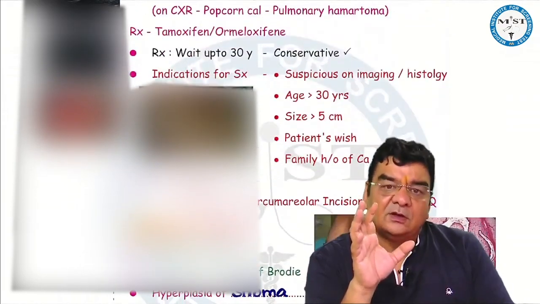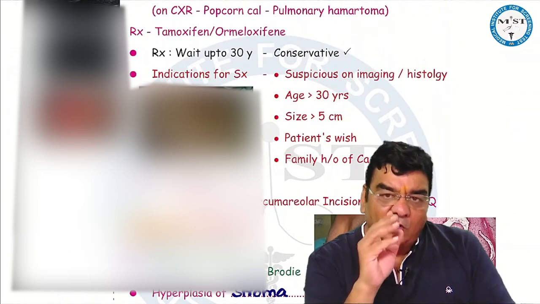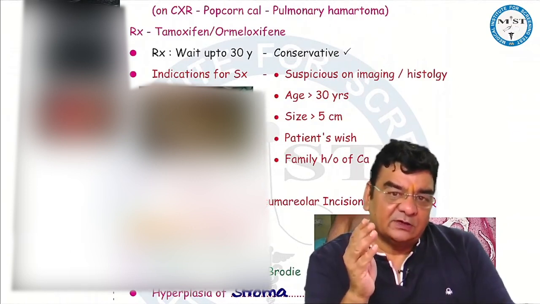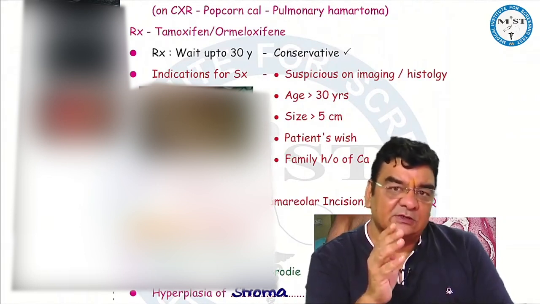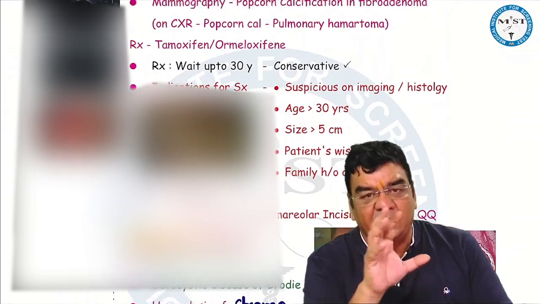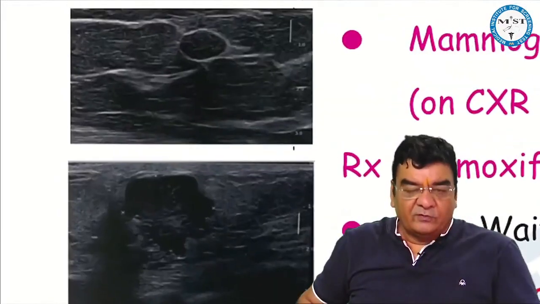But if there is any suspicion on imaging or histology, or if the age is more than 30 years, or if the size is more than 5 centimeters, or patient's wish, or strong family history of breast cancer, then we should remove these fibroadenomas by excision by periareolar or circumareolar incision. This is the circumareolar incision which we can make to remove these fibroadenomas.